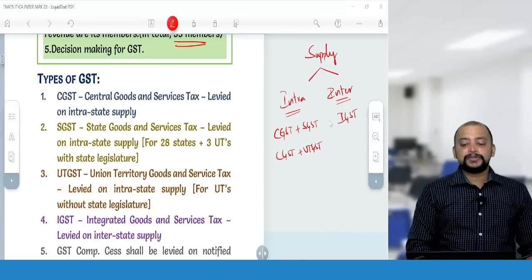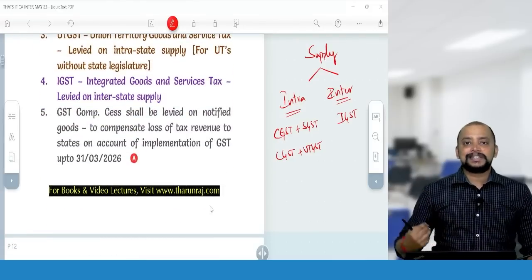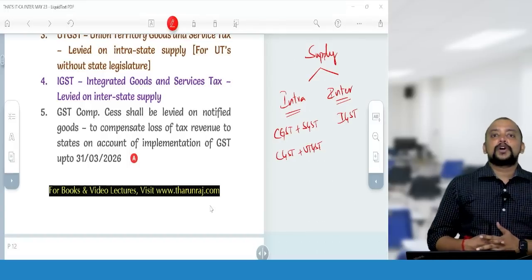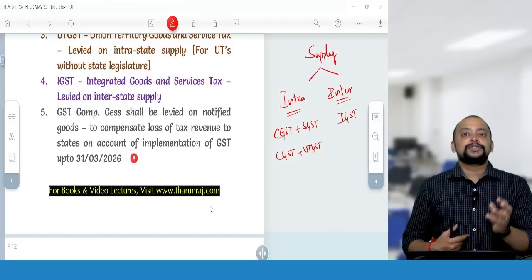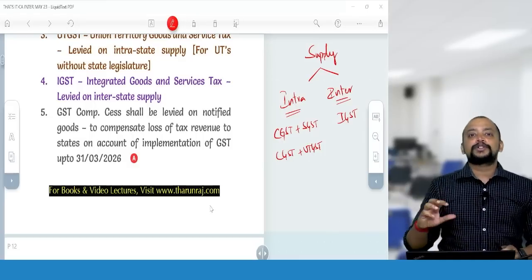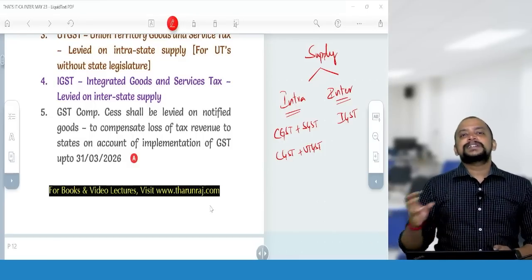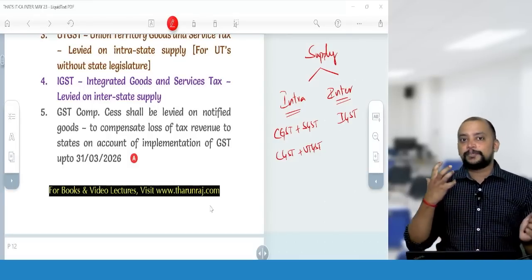Next, we have something called GST compensation cess. This GST compensation cess will be applicable whenever the government wants to compensate the states for the loss of revenue on account of implementation of GST. So the central government is going to compensate the loss of revenue on account of implementation of GST to the states. This compensation they have to pay, and for that they will be levying a tax called GST compensation cess.